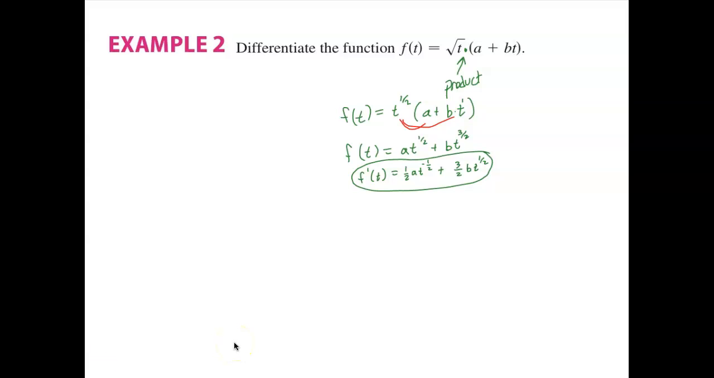All right, now that being said, sometimes the product or the quotient rule are unavoidable, or they're just easier to use, and in which case use them. Just be on the lookout for, can I simplify this quickly and easily before I do calculus to it?